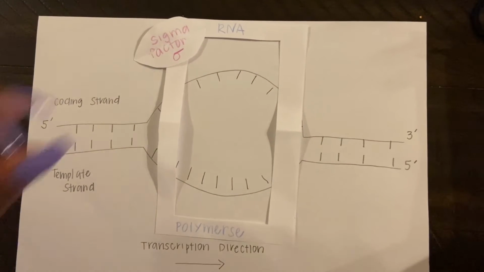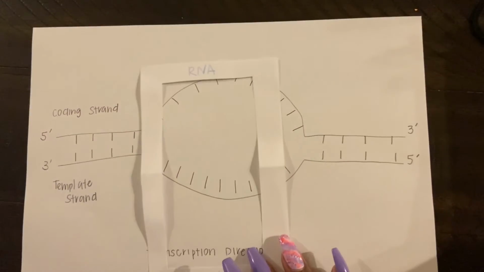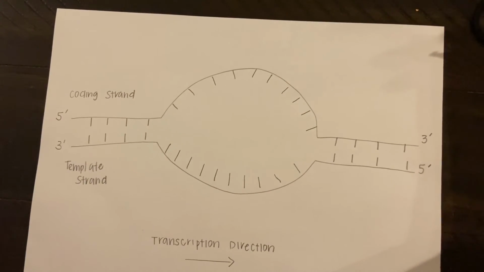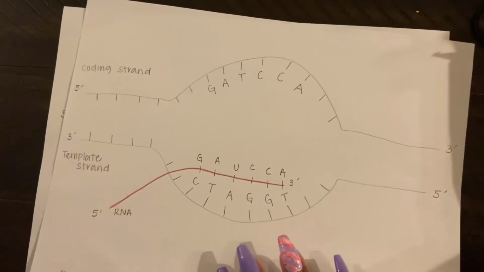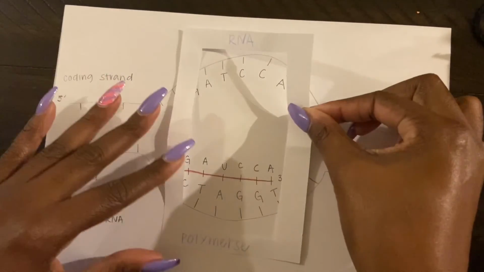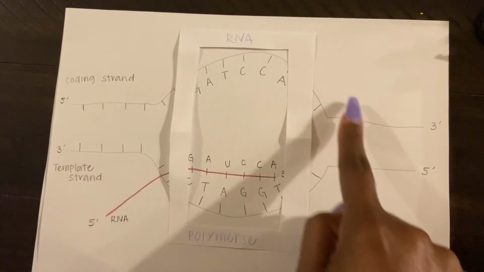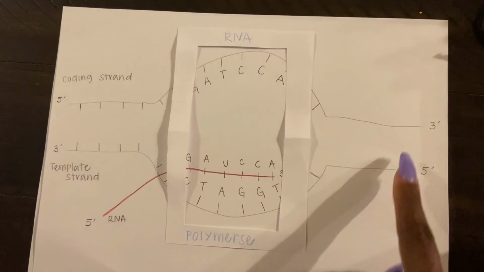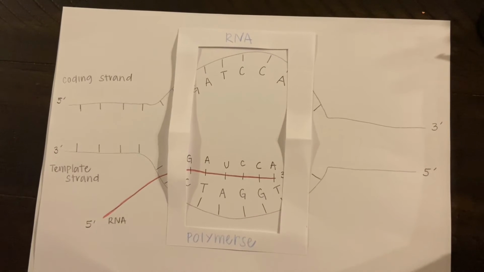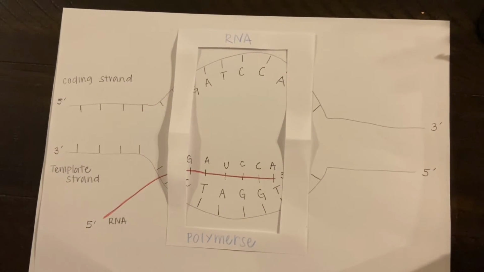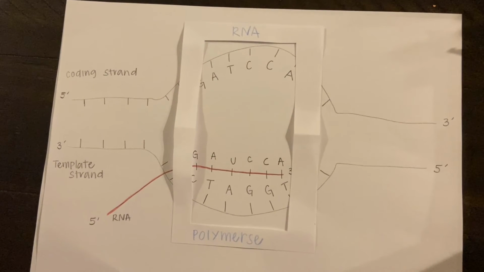RNA polymerase needs a template strand to build an RNA strand. The template strand reads 3' to 5', while the coding strand reads 5' to 3'. The coding strand has the same nucleotide sequence as the RNA strand, except uracil takes the place of thymine. These bases are added to the RNA by cleaving two phosphate groups from the rNTP to form the phosphodiester bond.